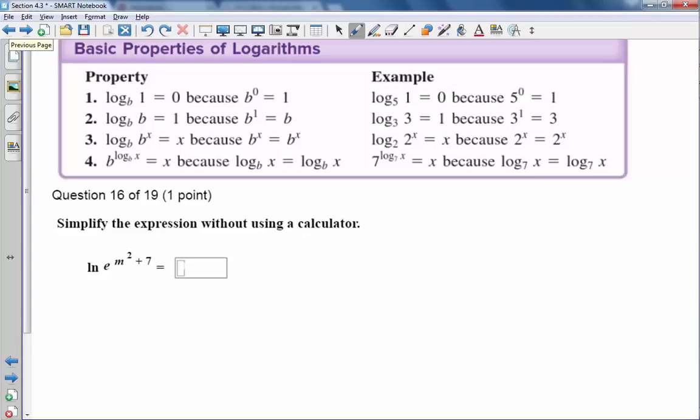Alright, simplify this by using one or more of these properties. Let me write what explicitly this means. ln means log with base e. Oh, what a coincidence. Another e is coming up with the weird stuff on the top.